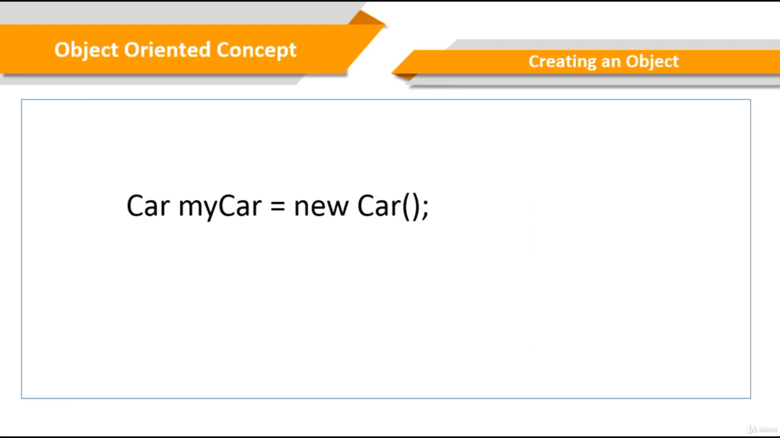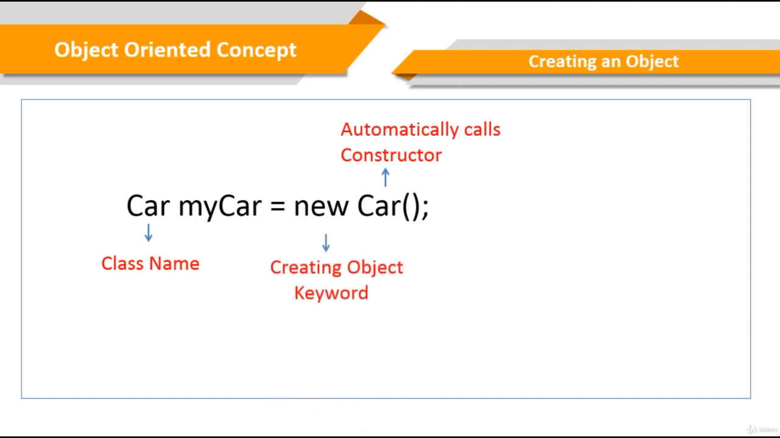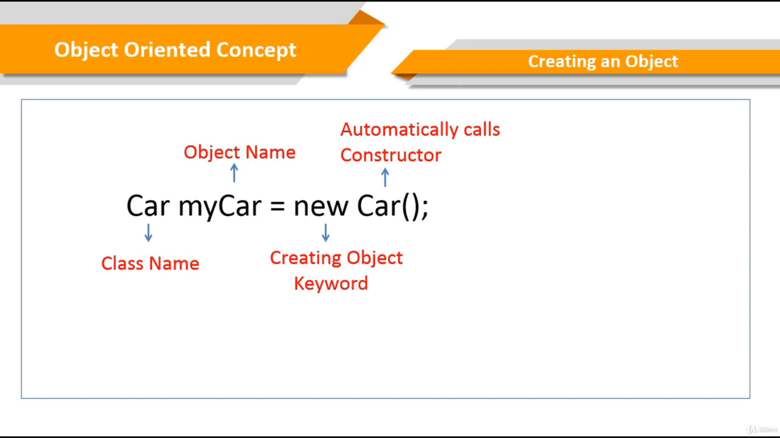Creating an object. An object is created from a class. In Java, the new keyword is used to create new objects. And as you can see here in the slide, we created my car as an object from the car class by using the new keyword. So car, my car, equals new car. And here, my car, the object, is the reference which holds the memory address of the car object.